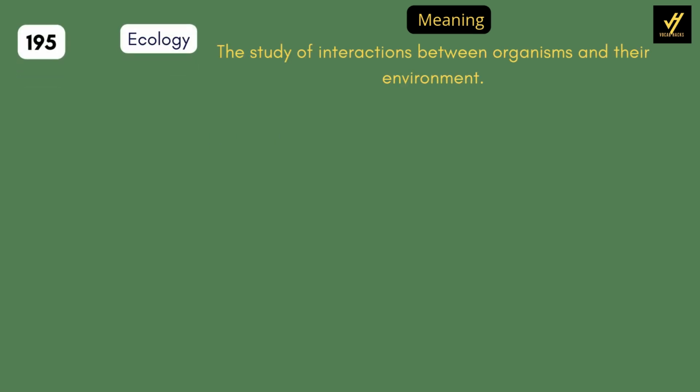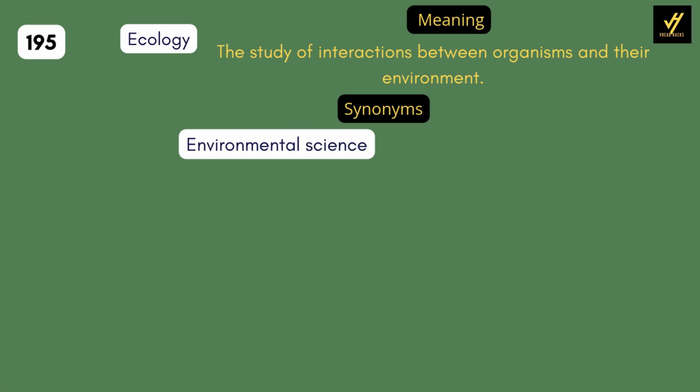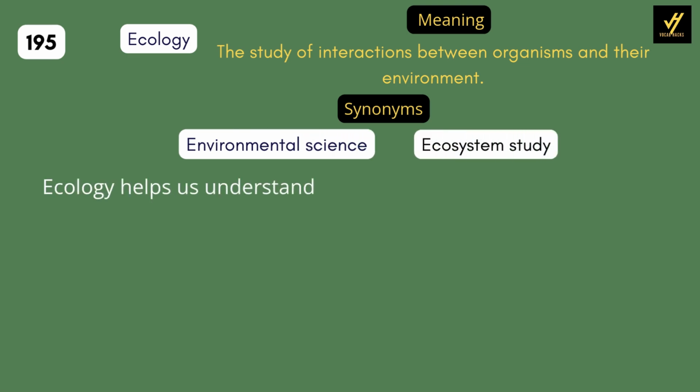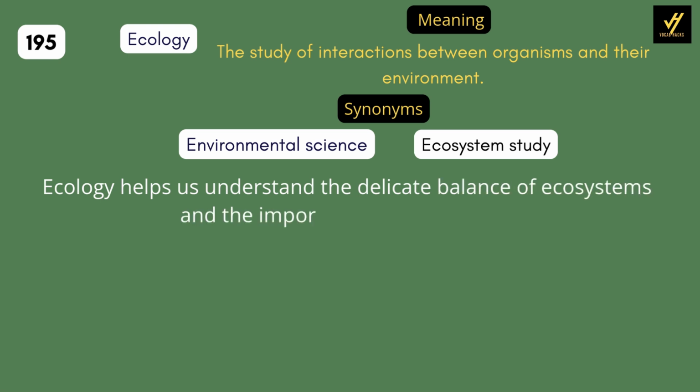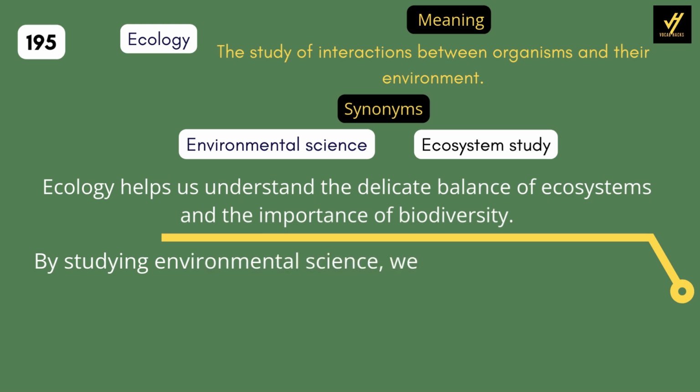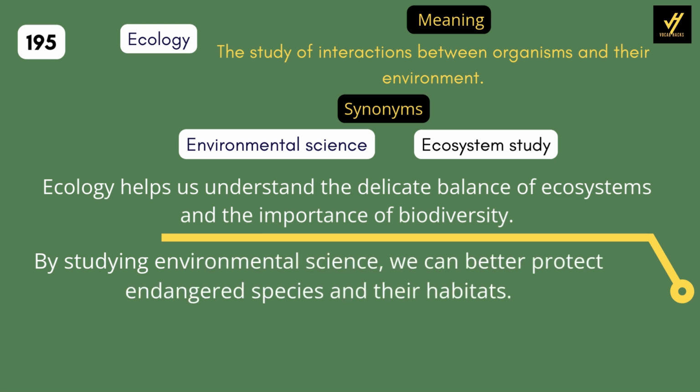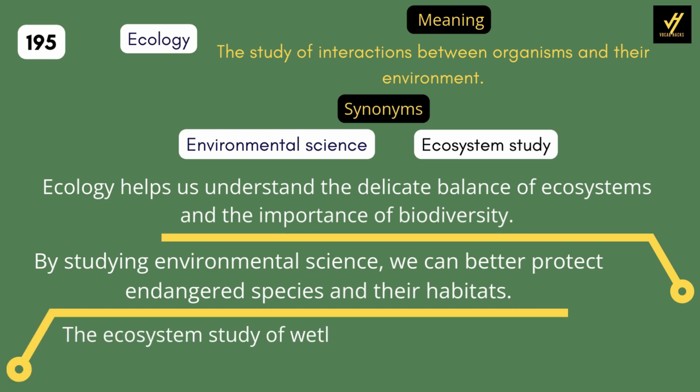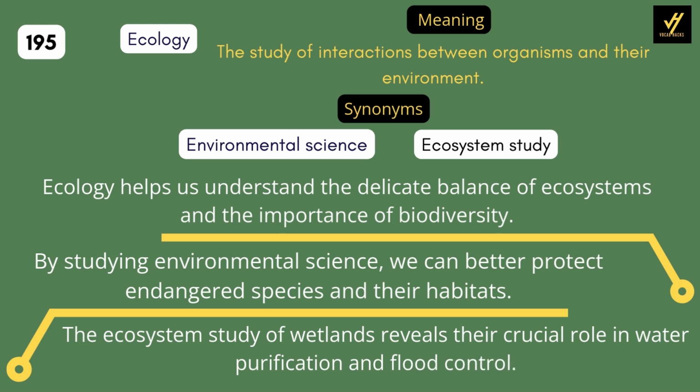Ecology, the study of interactions between organisms and their environment. Environmental science, ecosystem study. Ecology helps us understand the delicate balance of ecosystems and the importance of biodiversity. By studying environmental science, we can better protect endangered species and their habitats. The ecosystem study of wetlands reveals their crucial role in water purification and flood control.